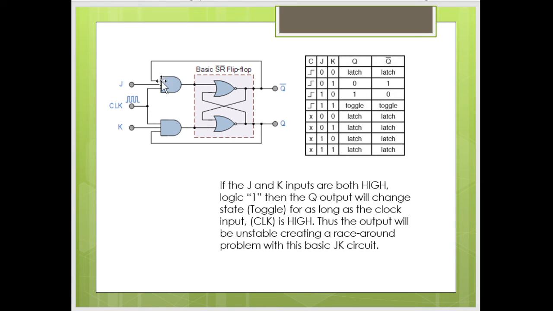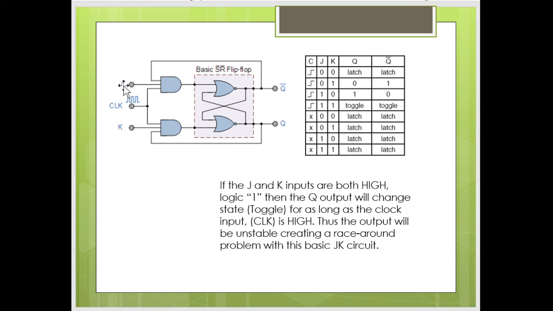Okay, since J is 0, the first AND gate will provide output 0, and K is 0 will provide output 0, which is the 0 0 condition for the RS flip-flop, and that is the no change condition. Therefore, the latch remains as it is. That means it will show the previous condition. When J is 0, K is 1. Since J is 0, the first AND gate will provide output 0, and since K is 1, the second AND gate will provide output 1. This 1 is provided to the reset input, R, of the RS flip-flop. Therefore, Q will become 0 and Q bar will become 1.